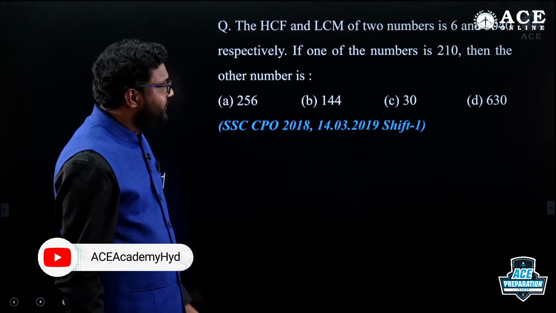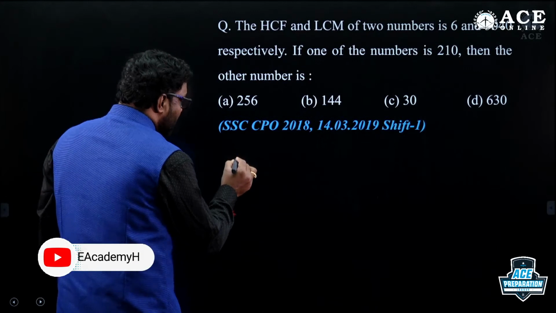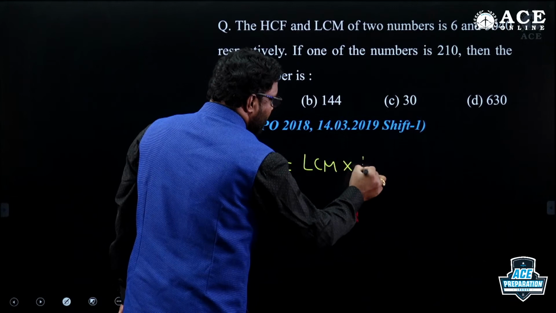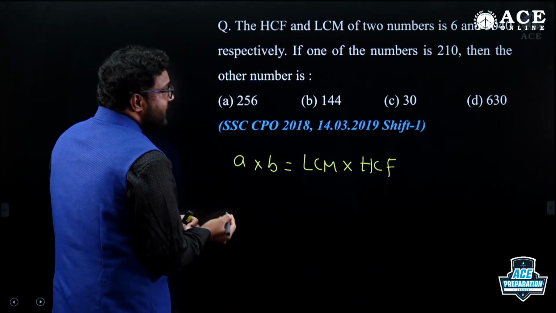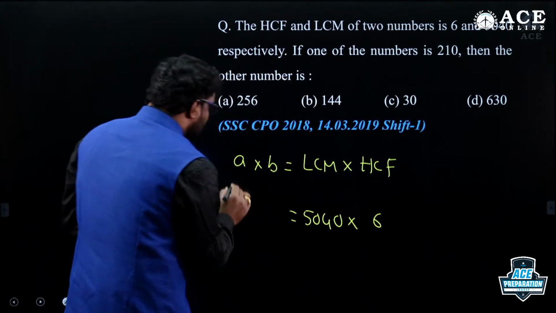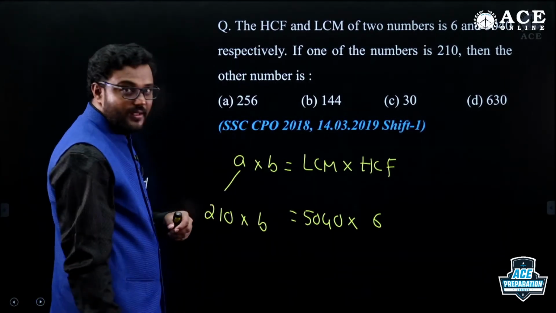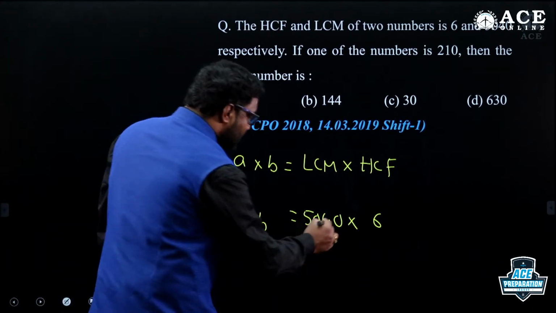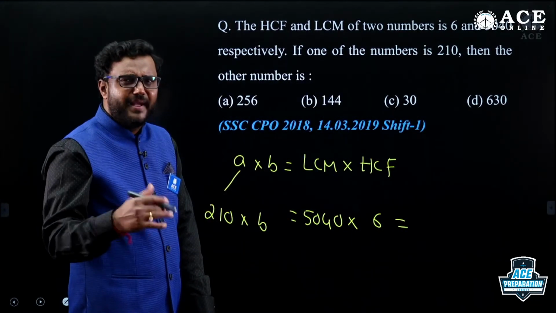Now see the next question. HCF is given, LCM is given, one of the numbers is given, you should calculate the other number. Again, product of, this is only for two numbers, you please check that, okay. Now here, LCM is 6, HCF is 5040, one of the numbers is given 210, we should calculate the other number. Right. Now see this, my dear friends, some people will try to cancel this or multiply this, there are many methods.